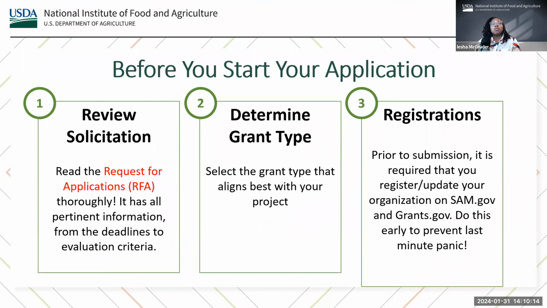Step 2 is to determine your grant type. Select a grant type that aligns best with your project. And step 3 is registration. Prior to submission, it is required that you register and update your organization or entity on sam.gov and grants.gov. It's very important to do this early to prevent any last-minute panic.